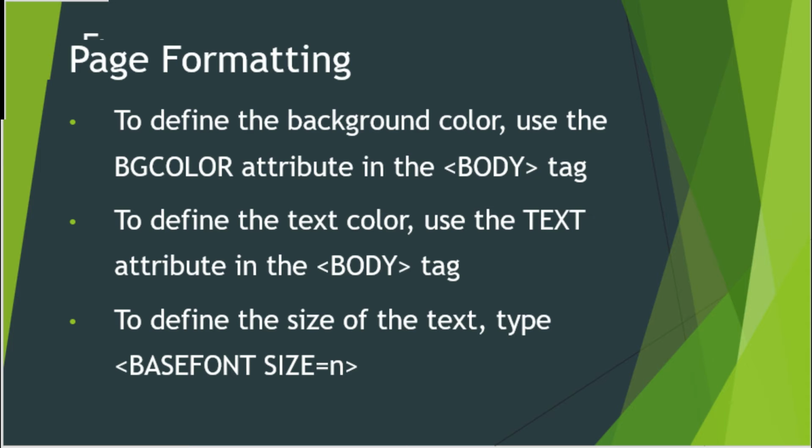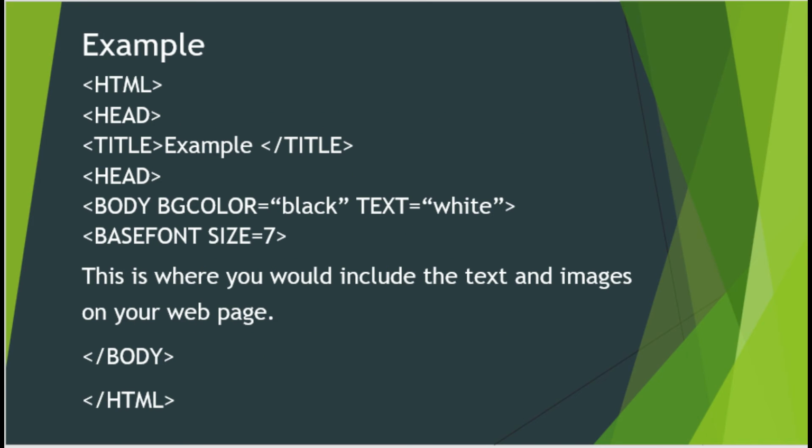This is one example of an HTML program. Here HTML, and then head, after that a title is given, example, after that close the head tag, then open the body. Here we are setting the background color. How to set the background color? By using the attribute name bgcolor. Here we set the bgcolor as black, text equal to white.